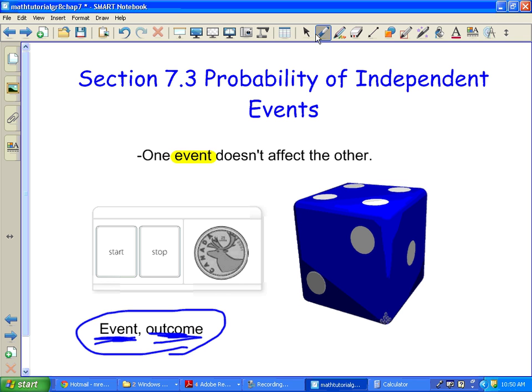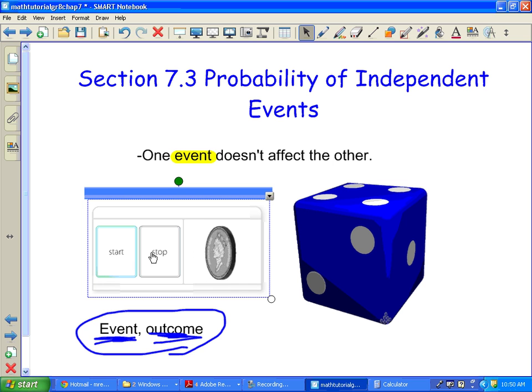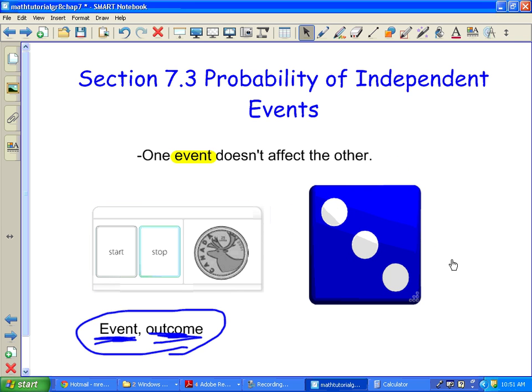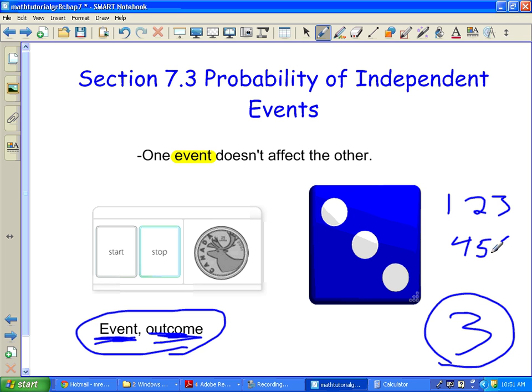For example, if I were to take this event here, my event is flipping a coin. What is my outcome? Well, let's find out. I could have a head or a tail, and in this case, I got a tail. So the outcome here is a tail. My event here is rolling a die, and my outcome is getting a 3. What were my possible outcomes? I could have got a 1, a 2, a 3, a 4, a 5, or a 6. Whereas for the coin, heads or tails. That's all I could have gotten.